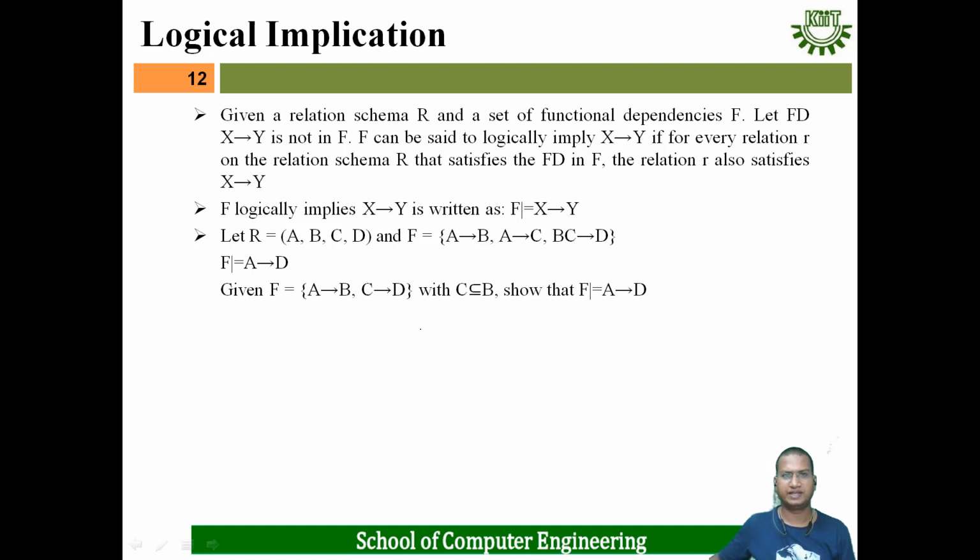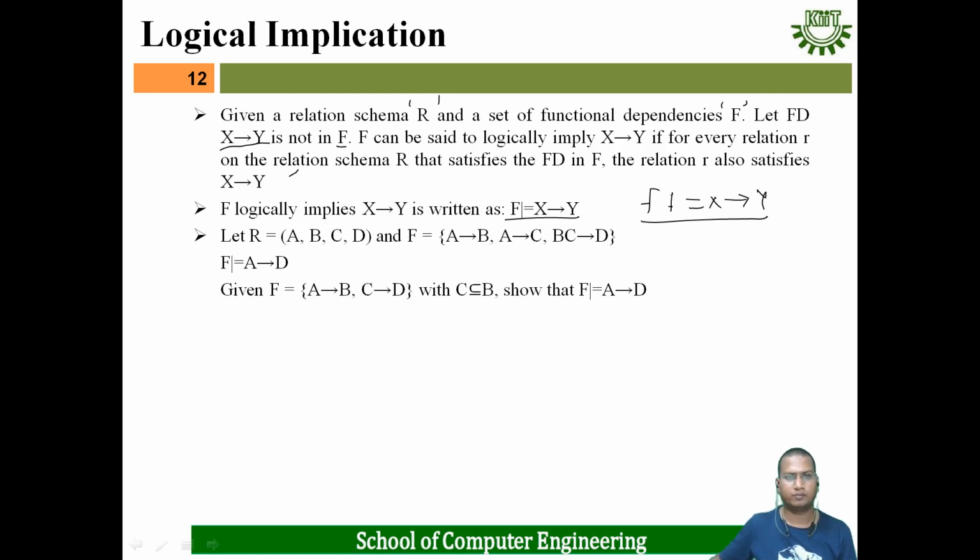We will see logical implication. Suppose one relation schema R is present and a set of functional dependencies F is present. Let the functional dependency X determining Y not be in F. Then F can be said to logically imply X determining Y if for every relation R on the relation schema R that satisfies the FDs in F, the relation R also satisfies X determining Y. The logical implication is denoted by F implies X determining Y.